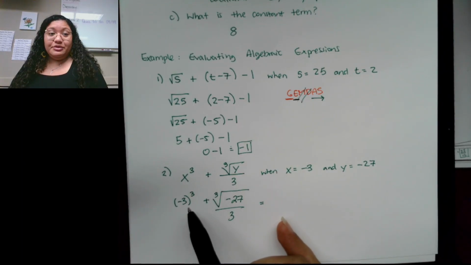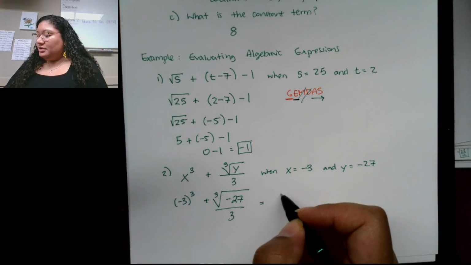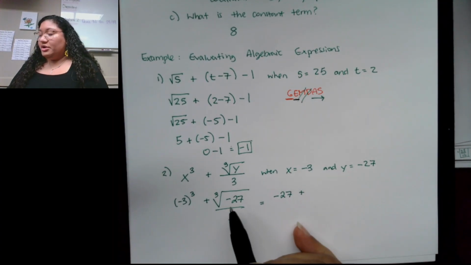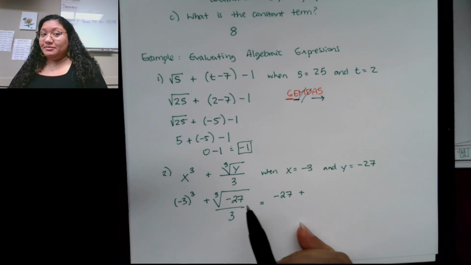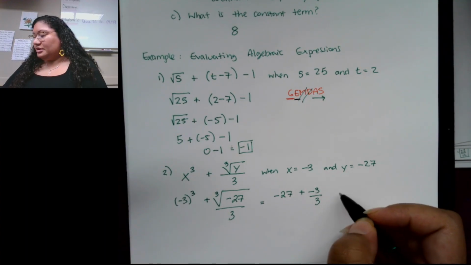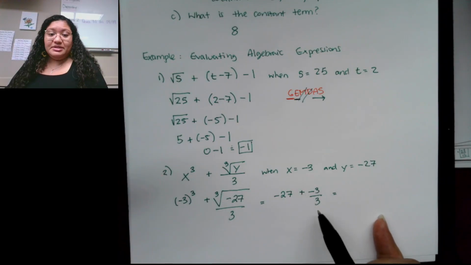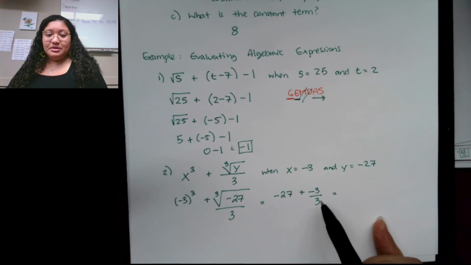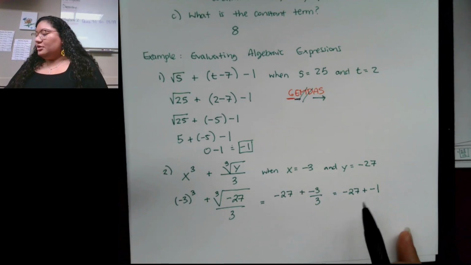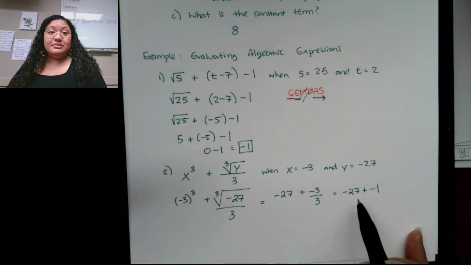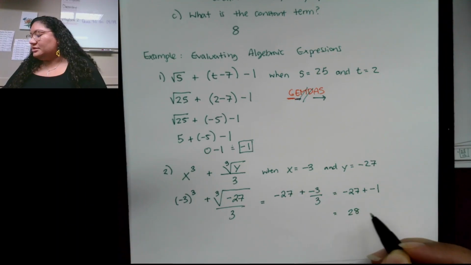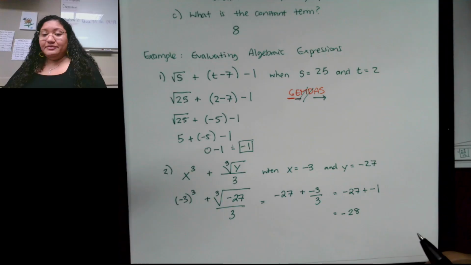Okay, what is -3 cubed? -27 plus, what is the cube root of -27? -3. This one's over 3. What's -3 divided by 3? Because I do division next. -1. Are these the same sign or opposite signs? They're the same sign, so we add the numbers. Gives me 28. So I got -28.